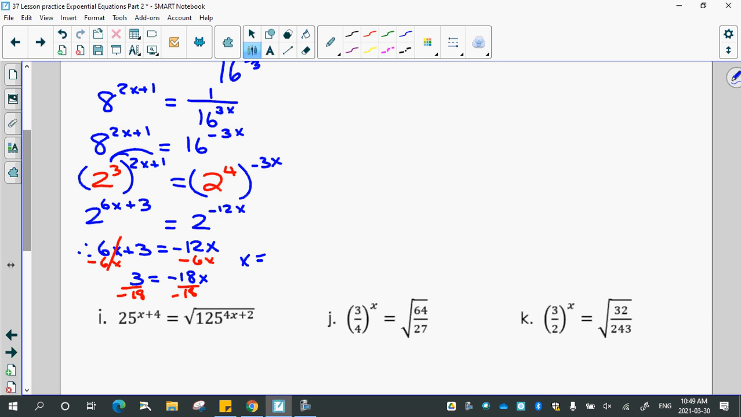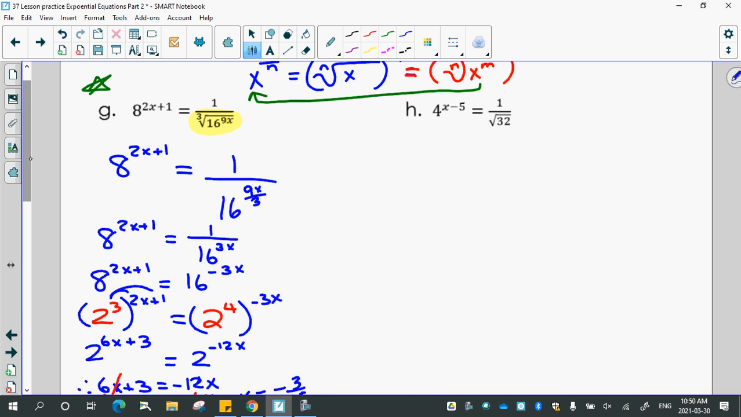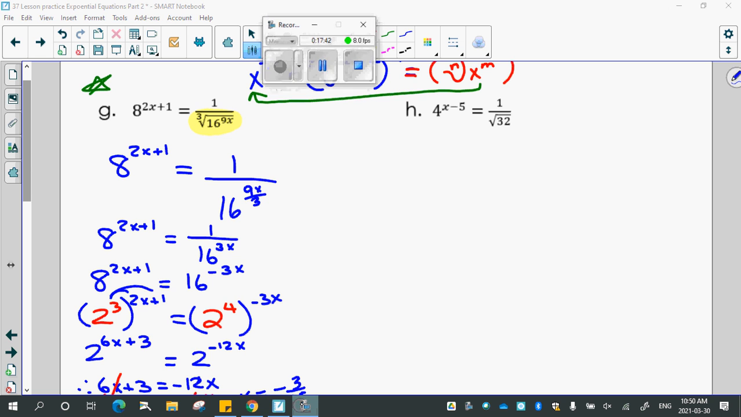I normally do that, but I see that if I move this over, then I've got 0 on this side. Okay? But as long as you're good, it doesn't matter. So you'd end up with negative 3/18, which reduces to negative 1/6. Okay? Negative 1/6. Okay, that was a tricky one. All right, this one's similar, so I'll give you time to try this.